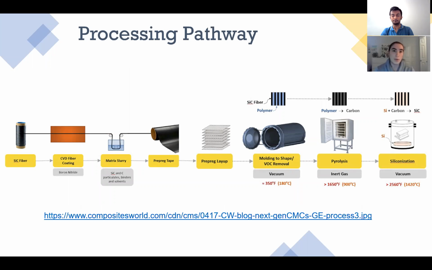The processing pathway for these CMCs is pretty intensive, which is one of the downsides as opposed to using a nickel-based superalloy. So you start with a silicon carbide fiber, you can do CVD to coat it, and then the processing continues until you get infiltration into this matrix form. At this point, you can use the matrix and the composite to form different structures and apply it for your engine parts.